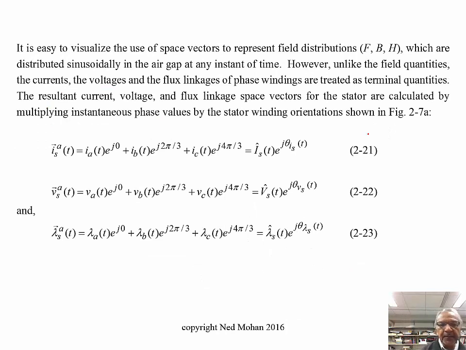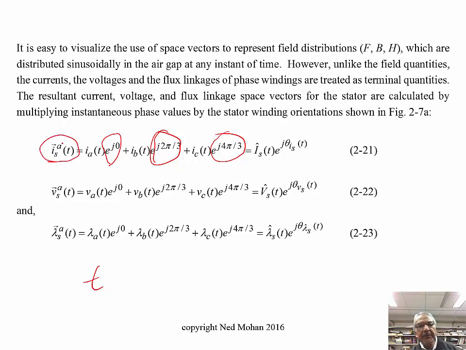So when it comes to terminal quantities like currents, voltages, and flux linkages, what we'll do is take, at any instant of time t, whatever those currents happen to be in these three phases, and multiply them by their axis orientation. So I sub A by e to the j0, which is the reference axis, then 120 degrees, and then 240 degrees here, and that gives us the resultant current space vector, represented by this subscript S.